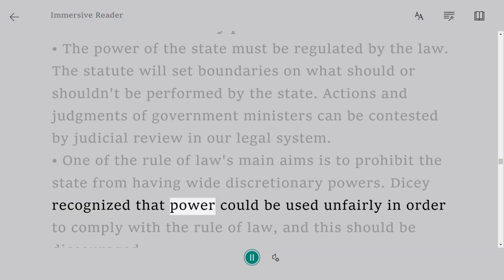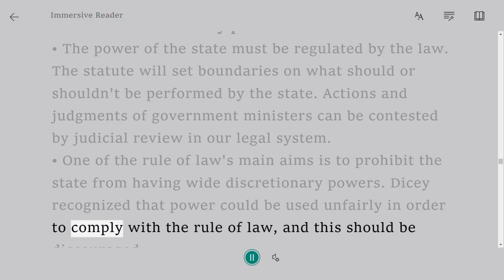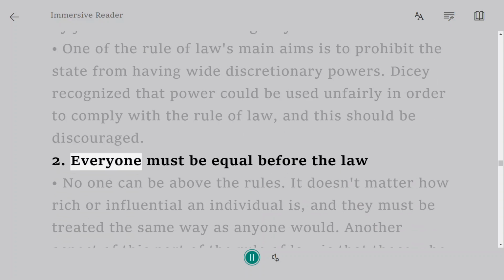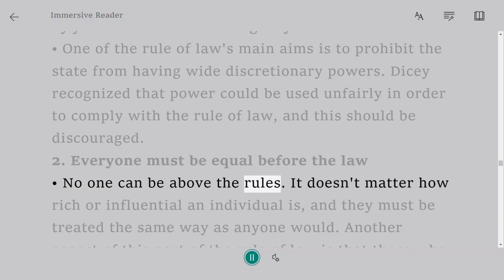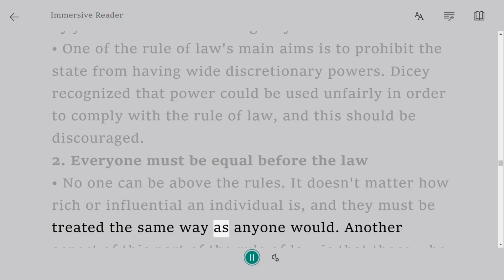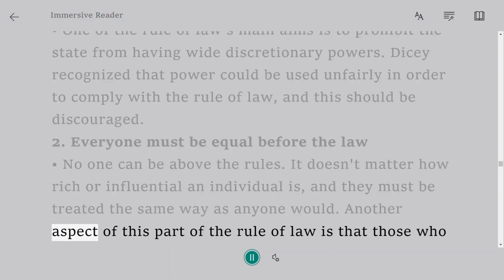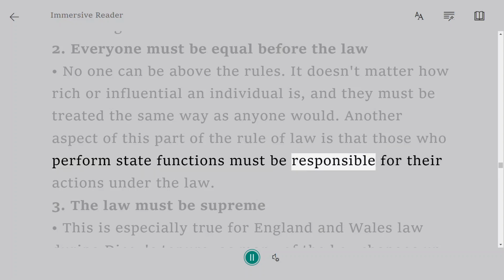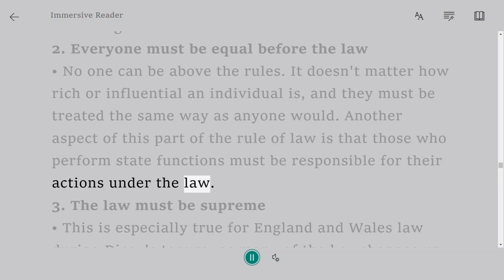Dicey recognized that power could be used unfairly in order to comply with the rule of law, and this should be discouraged. 2. Everyone must be equal before the law. No one can be above the rules. It doesn't matter how rich or influential an individual is, and they must be treated the same way as anyone would. Another aspect of this part of the rule of law is that those who perform state functions must be responsible for their actions under the law.